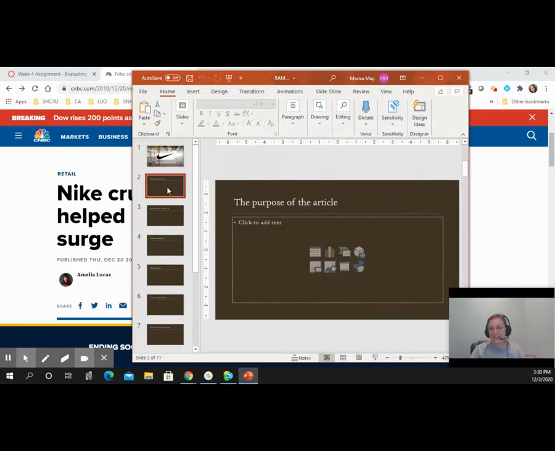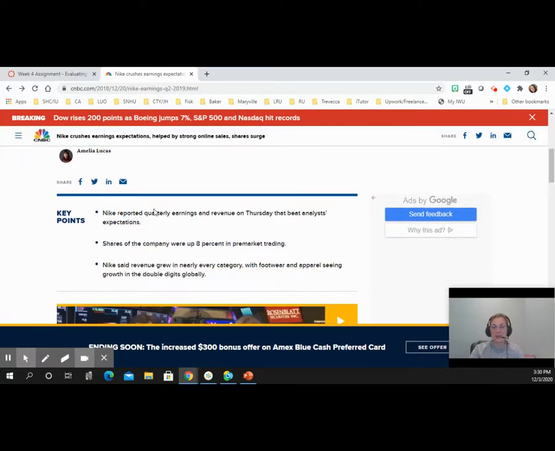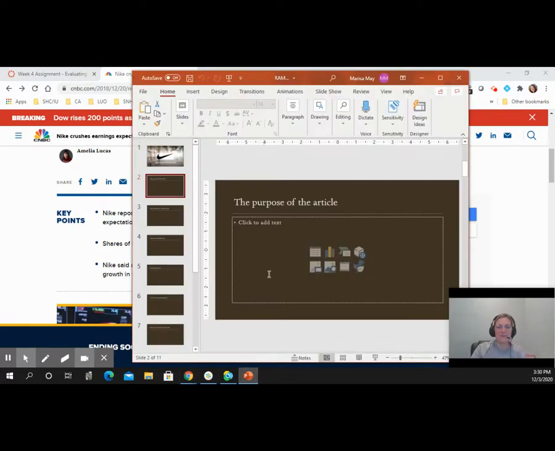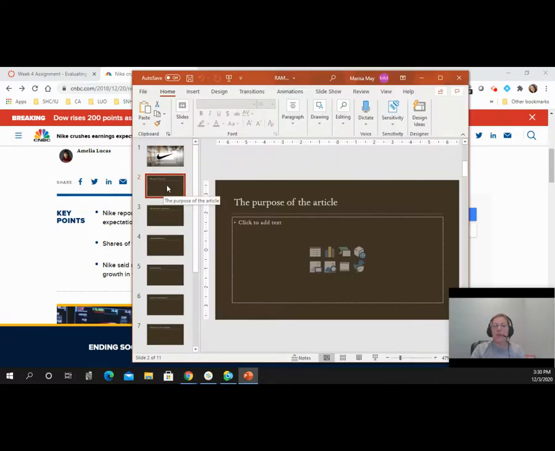Now, the second slide is the purpose of the article. I would encourage you to find two things here. After you look at the article, you've got some key points that it's telling you. Just a hint there that you might want to include in your PowerPoint as well. You might include those in the purpose of the article, or you might talk a little bit about the intended audience. But remember, each slide you're looking for at least 2 sentences or 2 bullet points.